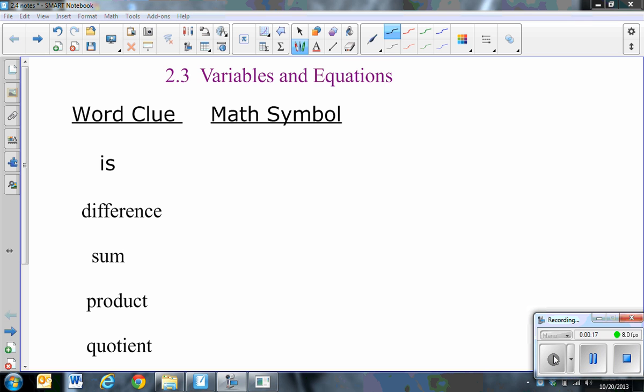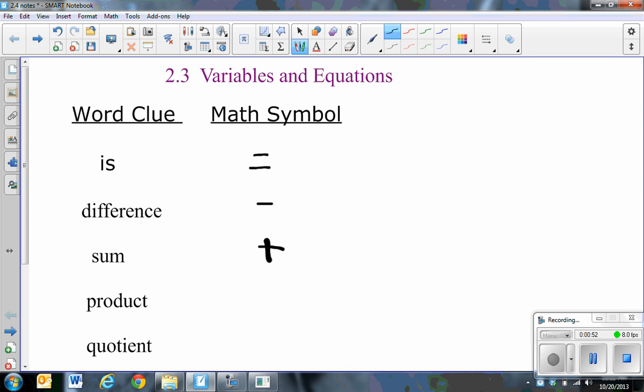And I've got some word clues here written on the board, and we're going to think about what math symbol we would associate with each of these word clues. So when you see the word is, mathematically, you want to think about equals. So the is word clue goes with the math symbol equals. Difference, I'm guessing you know that that would mean subtraction. When you hear the word sum, I'm guessing you'll think of addition.